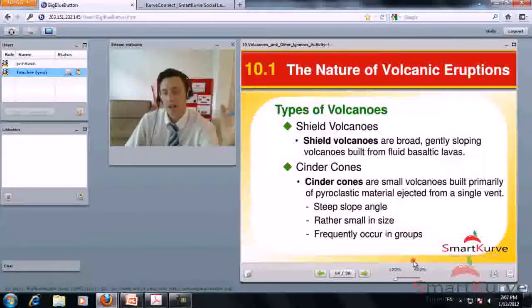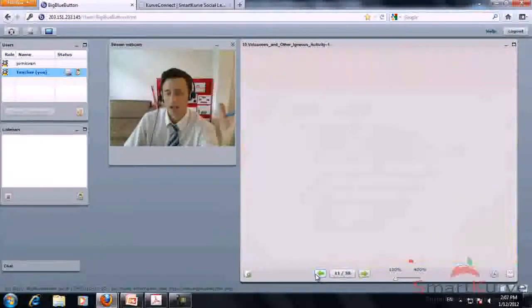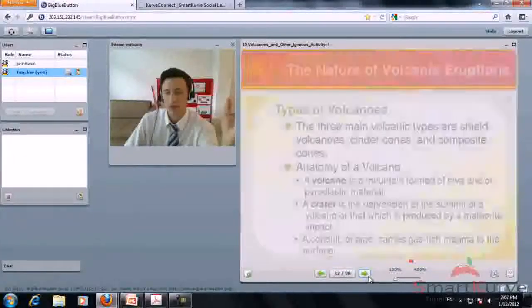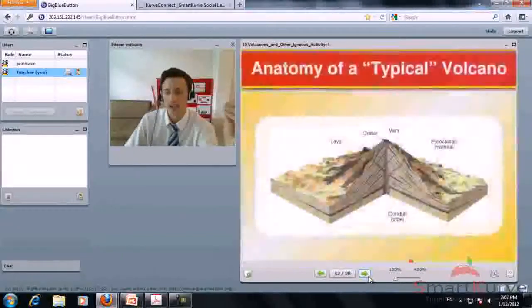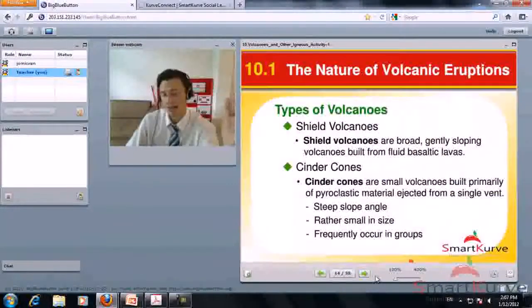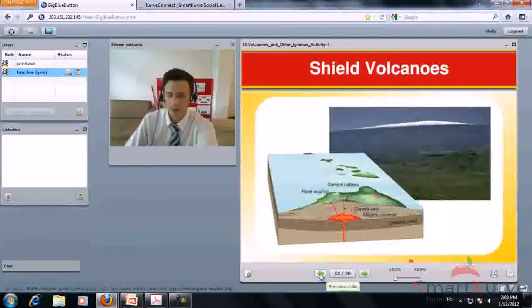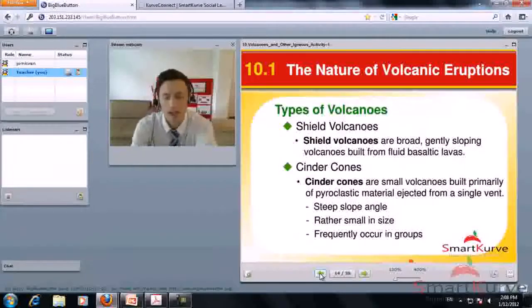Okay, so different types of volcanoes. We already said that we have three different basic types. We've got the shield volcanoes, the cinder volcanoes, and the composite. We're going to look at those right now, and we've got a few pictures as well to help you understand.